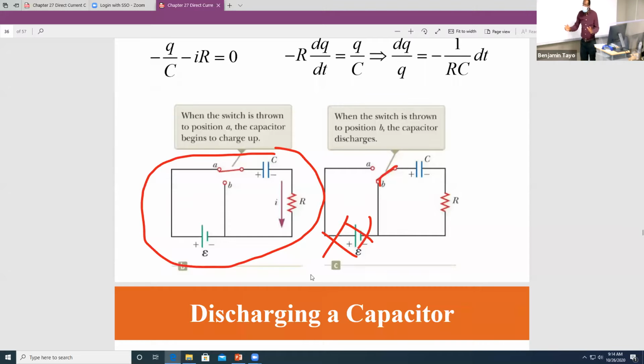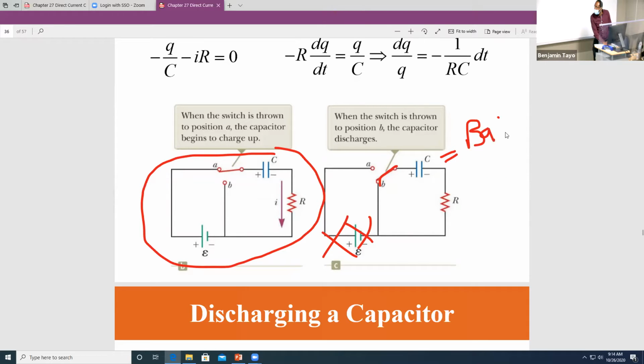So what happens is that when the capacitor is 100% charged and you remove the battery, it's not seeing that battery anymore. So it cannot get any energy from the battery. It's just going to lose the energy. So this is called discharge. So now the capacitor is acting as if it's almost like a battery.